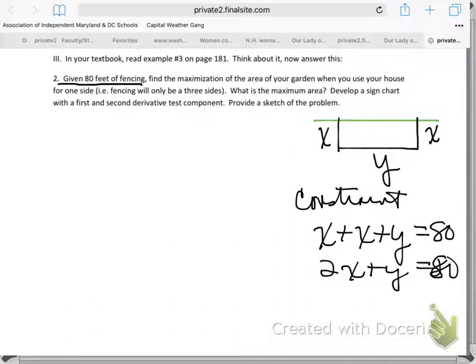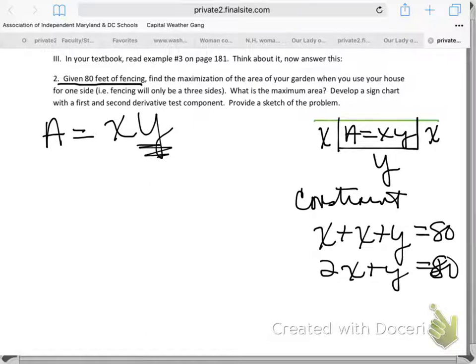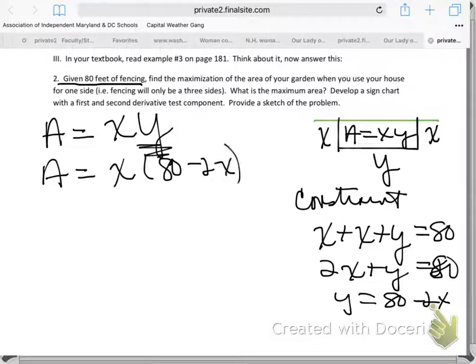Okay, find the maximization of the area. So your objective function is still to maximize the area, which we know is length times width, or xy. So area equals xy. Here my area has two variables, so I'm going to switch out the y, and I get y equals 80 minus 2x. So x times 80 minus 2x is going to equal 80x minus 2x squared.